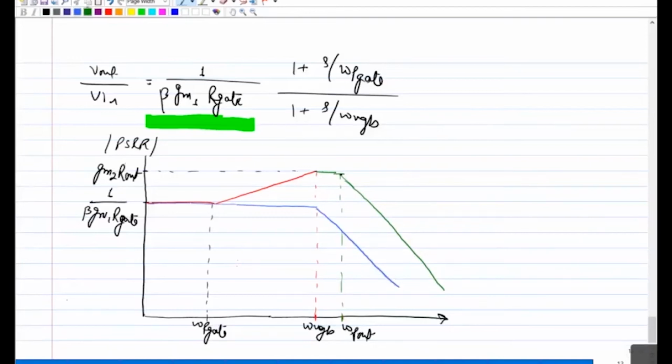So this guy is case 1, and this is your case 2. So now if you see, the PSRR when the output pole is dominant is much higher compared to when you make the gate pole dominant. So that's why in terms of transient response and your PSRR, having an output pole dominant will always benefit you.